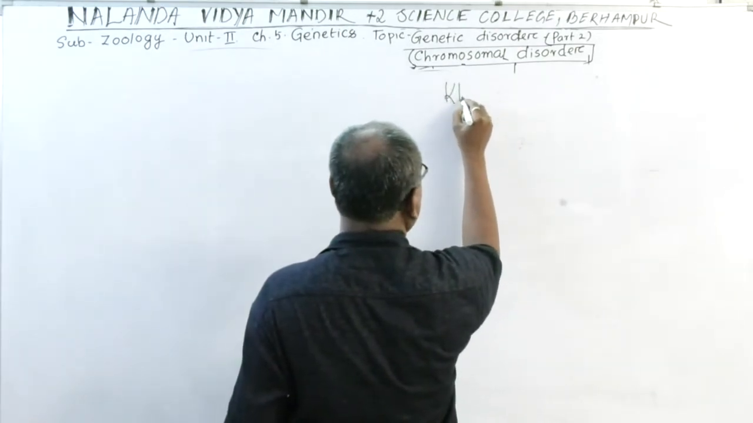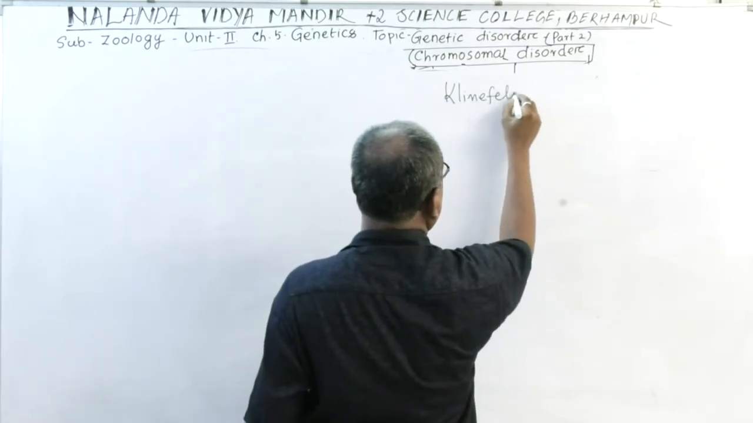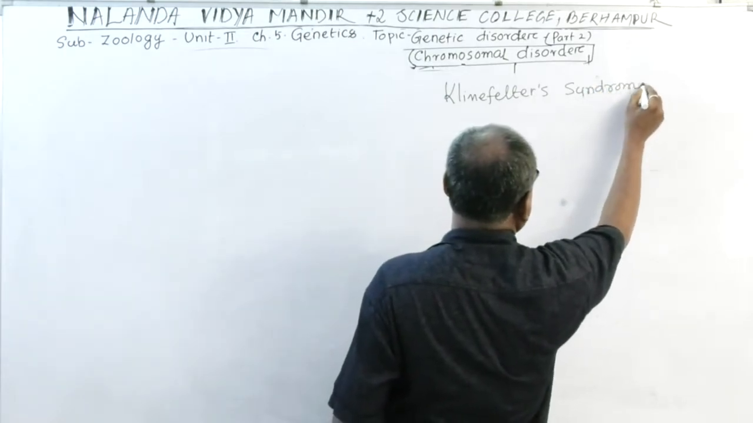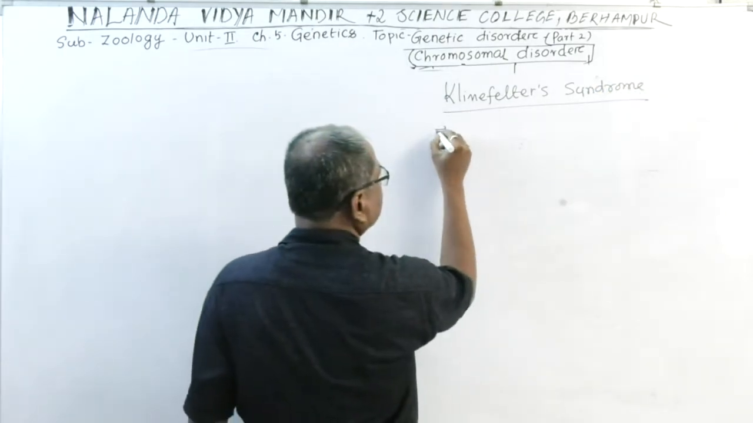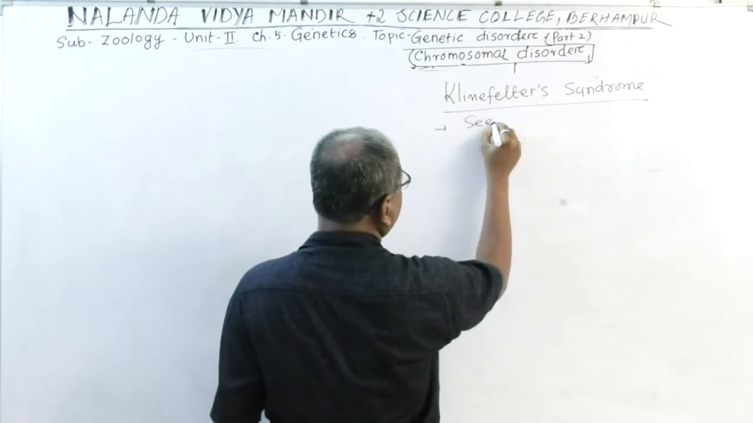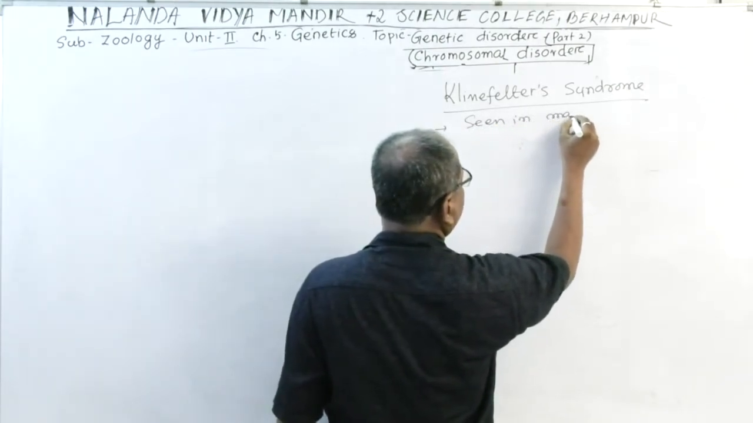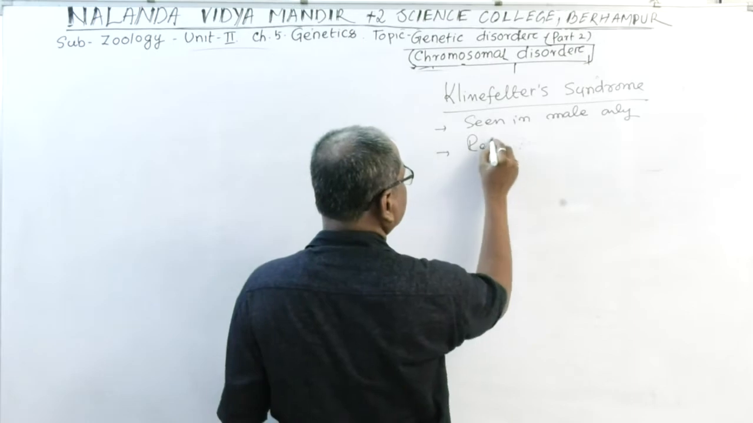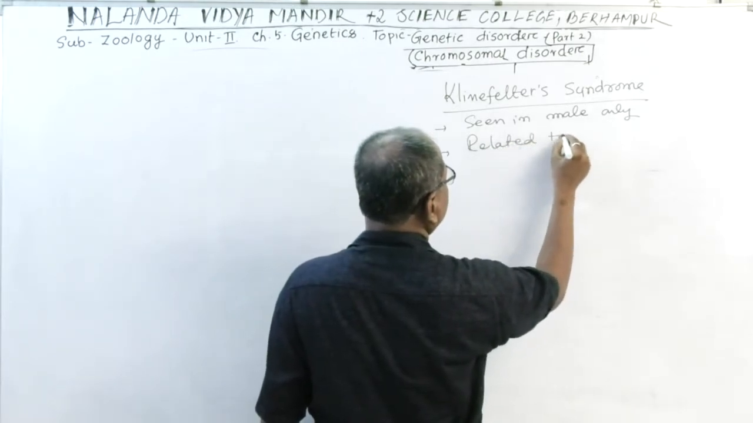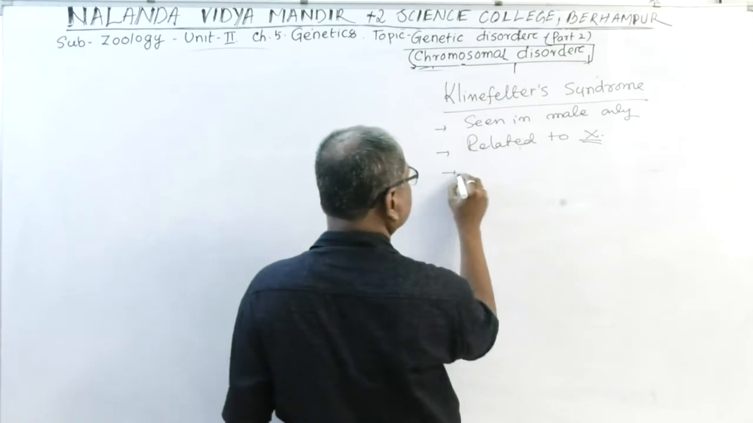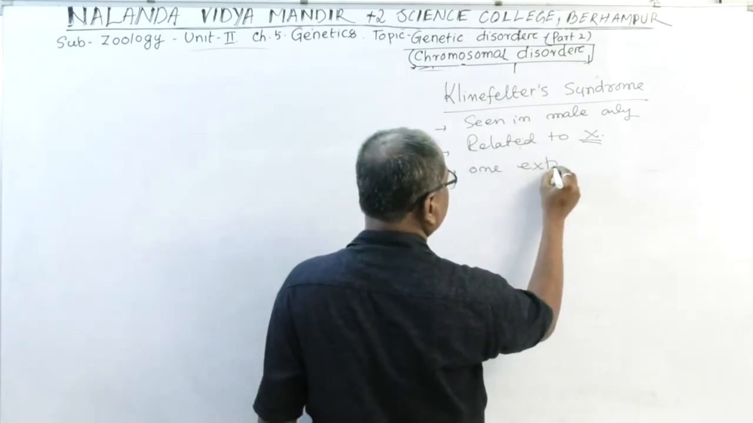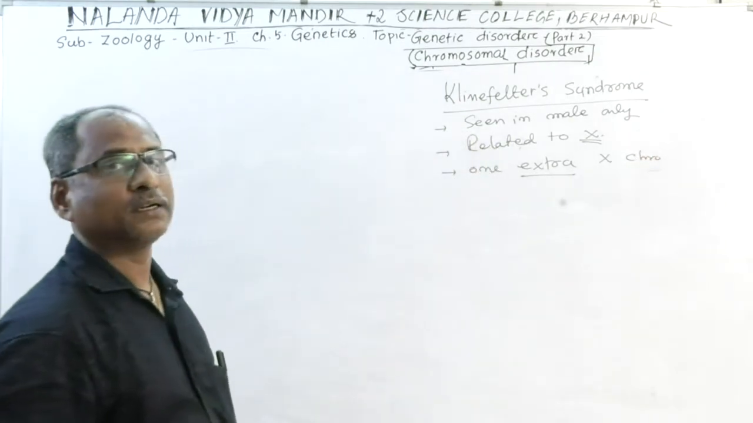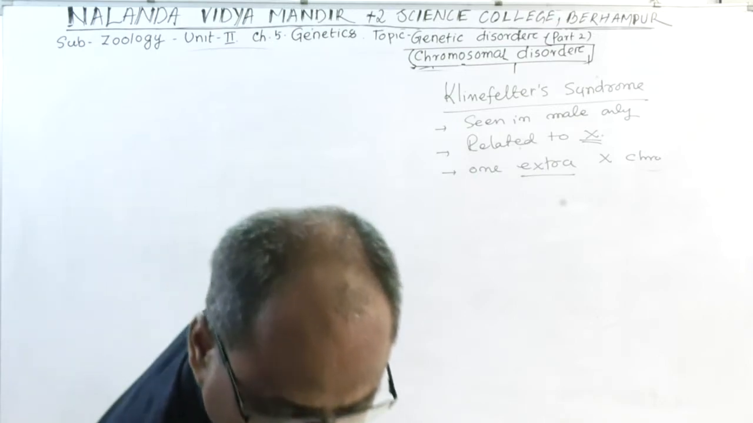Klinefelter syndrome. This syndrome is seen in males only. It is also related to the X chromosome, that is, one extra X chromosome is present along with the diploid chromosome complement.